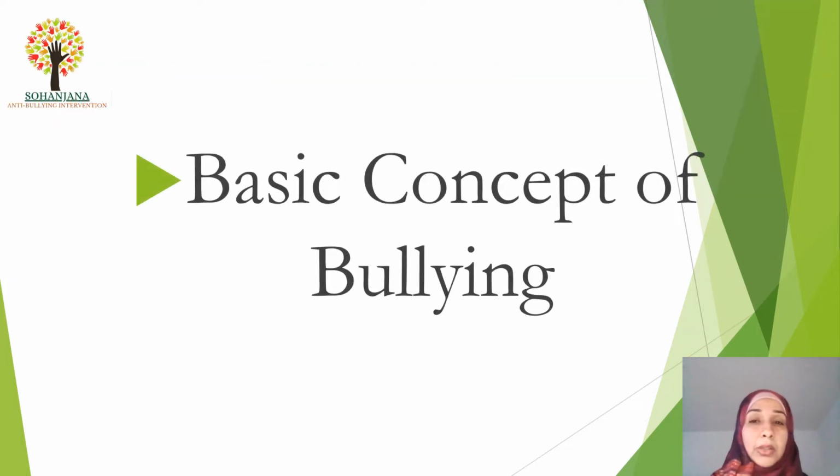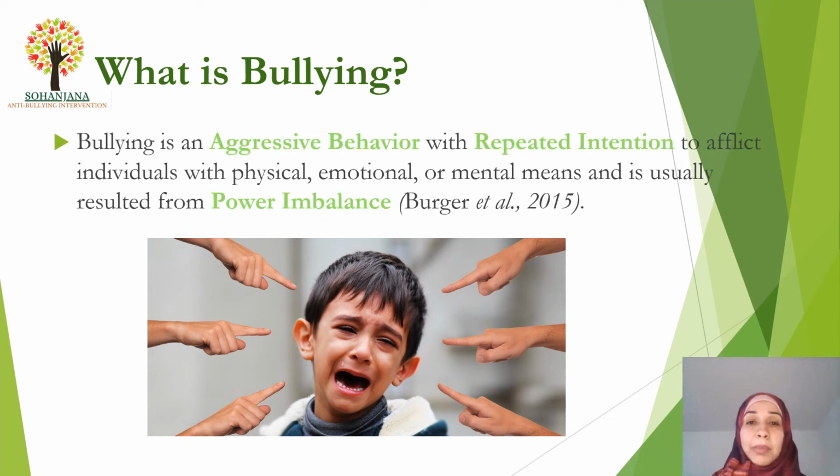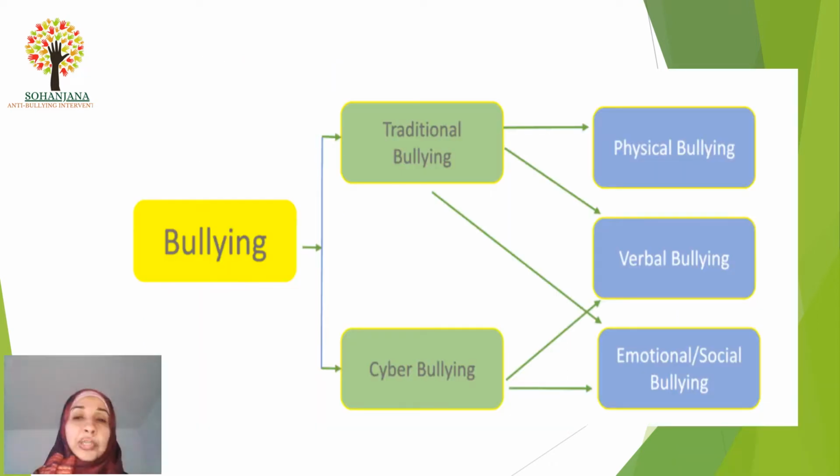So let's start with the basic concept of bullying. Bullying is an aggressive behavior with repeated intent to afflict individuals by physical, emotional, and mental means, and usually results from a power imbalance. Power imbalance means that there is always a difference of power between the bullying perpetrator and the victimized child. This power imbalance can be in the form of physical strength, social acceptance, or financial situation. Remember that the perpetrator is always stronger than the victimized child, and that's why we use the term power imbalance to show the difference between a perpetrator and a victimized student or child.